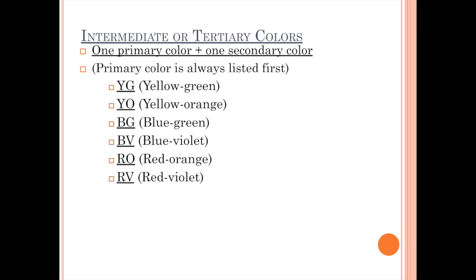So for example, yellow and green make yellow green. YO stands for yellow orange. BG is blue green. BV is blue violet. RO is red orange. And RV is red violet. And you only need to write what is underlined here. And we're not going to mix these yet. We will later, but we're not going to right now. I just want you to know what their name is, what they are, and which hues are intermediate.